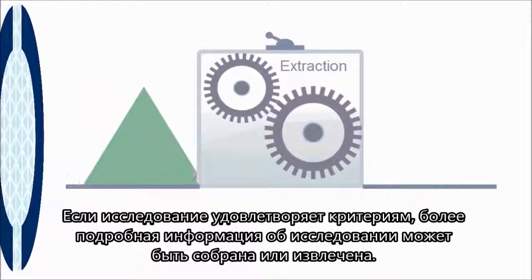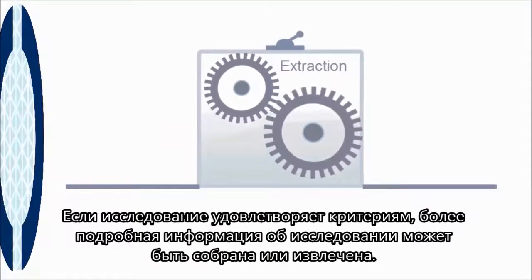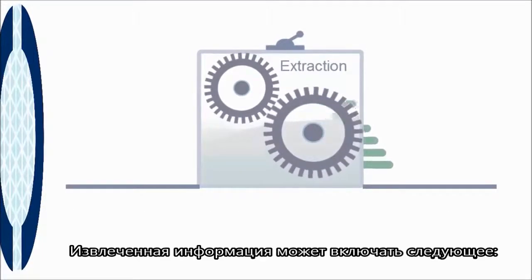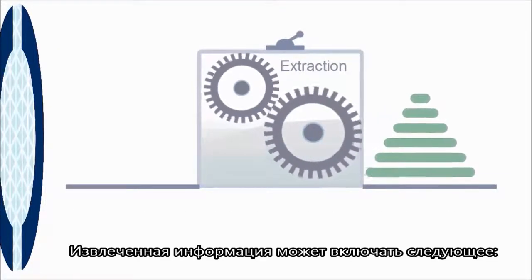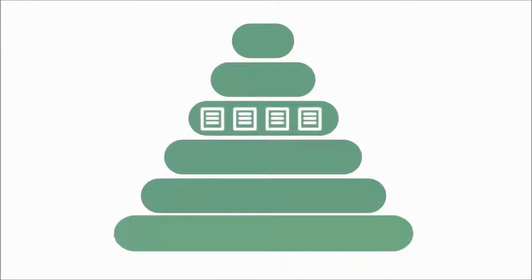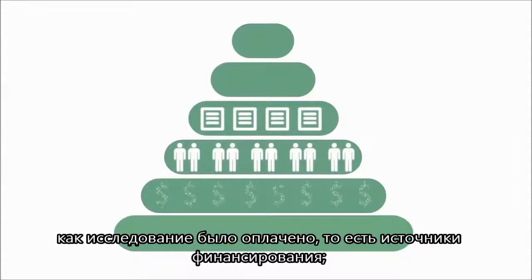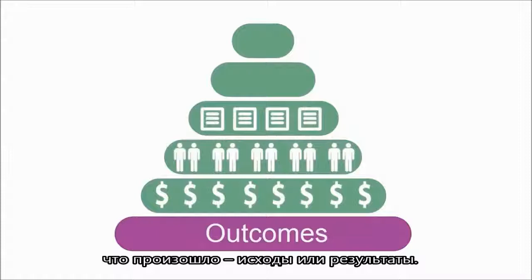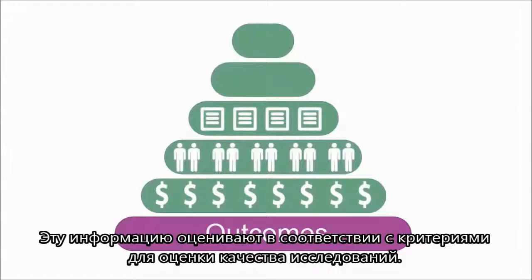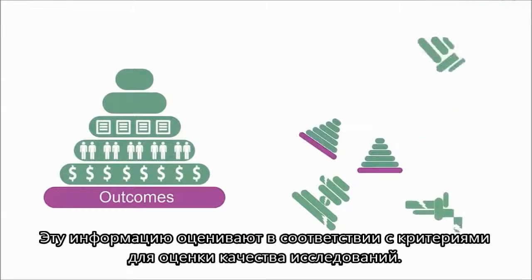If the research meets the criteria, more detailed information about the research can be collected, or extracted. Information extracted can include how the research was done, often called the method; who participated in the research, including how many people; how it was paid for, for example, funding sources; and what happened, the outcomes. This information is judged against criteria in order to assess the quality of the research.